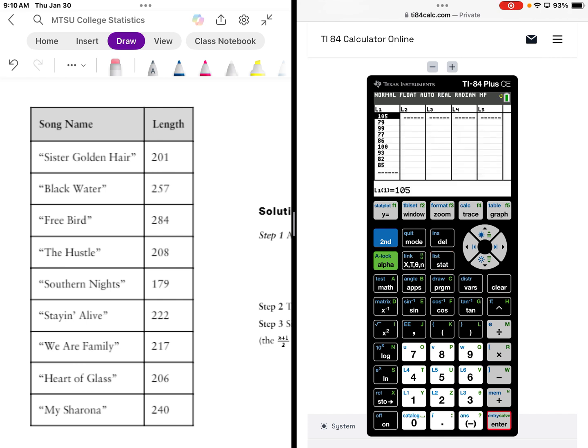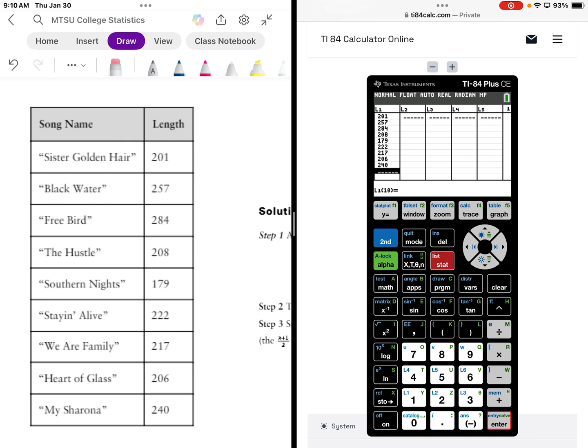All right, so we're going to put our data in here again. Column header, hit clear. 201, 257, 284, 208, 179, 222, 217, 206, 240. All right, and let me double check. 1, 2, 3, 4, 5, 6, 7, 8, 9. Yes, I got 9 items.